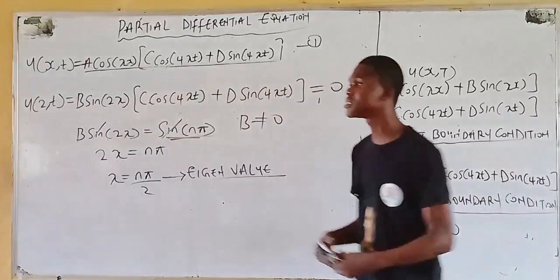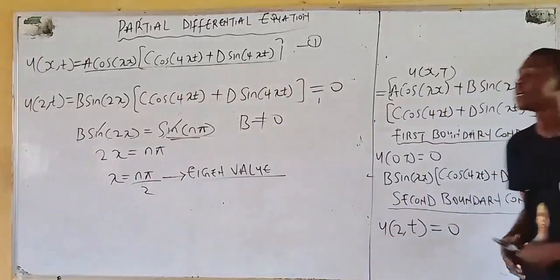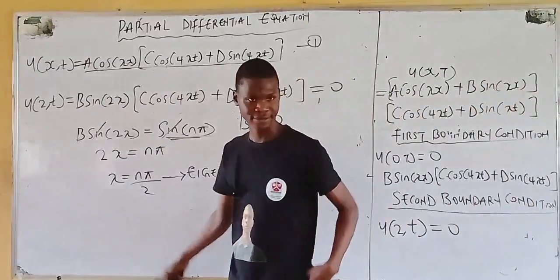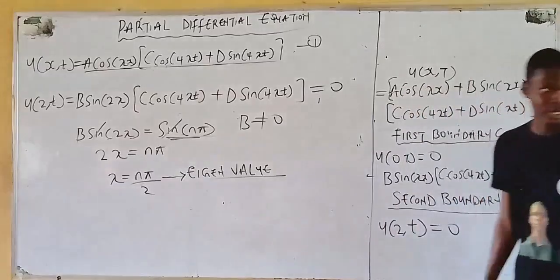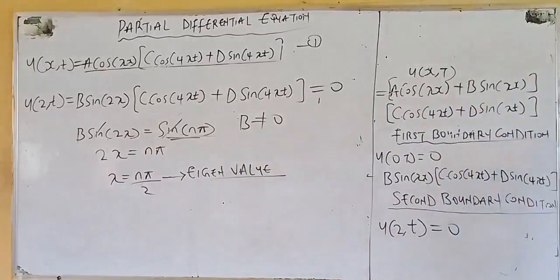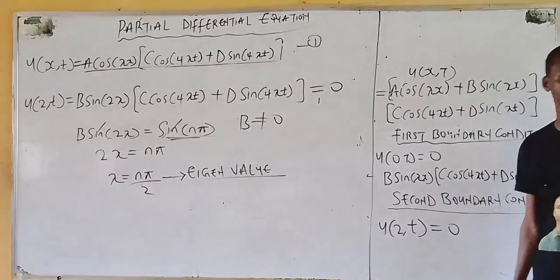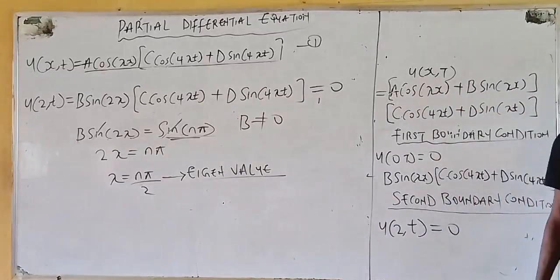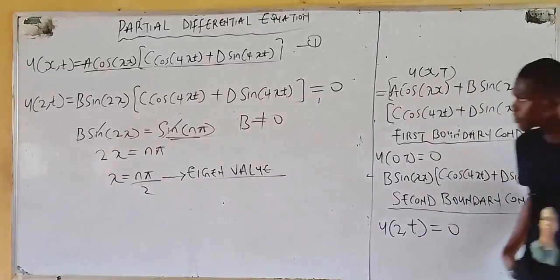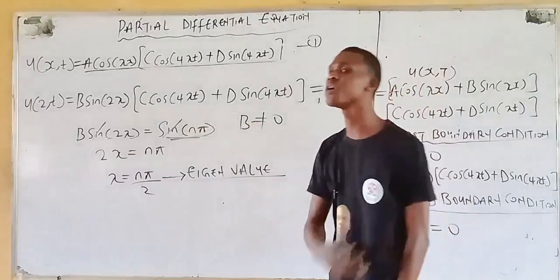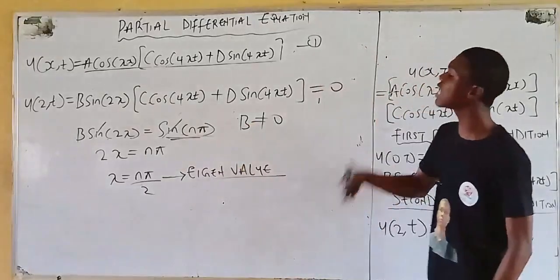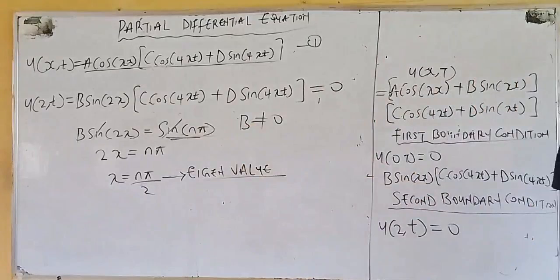Eigenvalue varies, though you know the constants stay the same. The assumption is based on the wave: sine n pi. Yes, because B is not equal to 0.